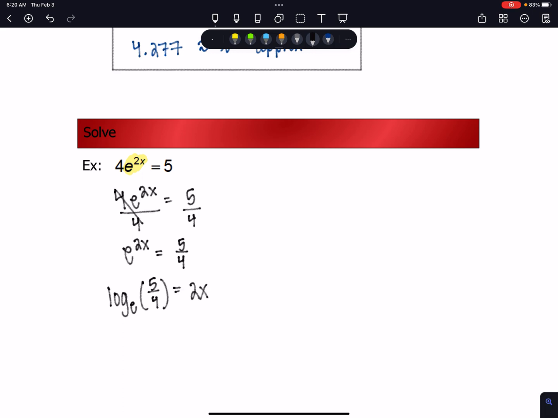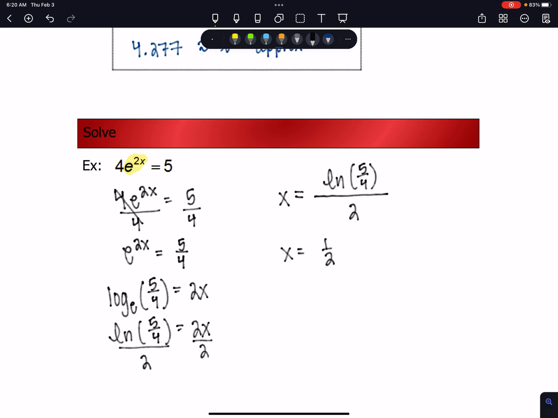This may be a different way of solving for some of you, but this is a really good tool to have, so I'm going to continue to show you this process. Log base e is the same thing as the natural log. So I've got the natural log of 5/4 equals 2x, but we want 1x. So I'm going to have to divide both sides by 2. And our exact answer is x equals the natural log of 5/4, where 5/4 is the argument, all divided by 2. Or it might be a little cleaner to say 1/2 times the natural log of 5/4.